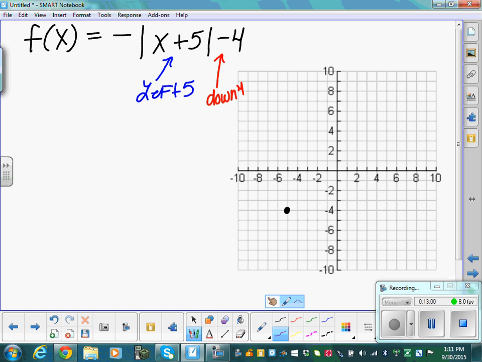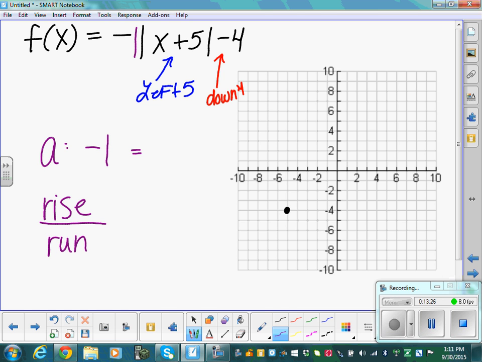Now that we've plotted our shifted starting point, we're going to graph our A value. Remember, these are slopes. We look in front of the absolute values here. The value I have in front is actually a -1. Remember, we do rise over run. That's how we do slopes. -1 can be written as -1 over 1. Because our rise is -1, we're going to be going down 1 and then over 1. Once again, because our rise was negative, we're going to be going down.